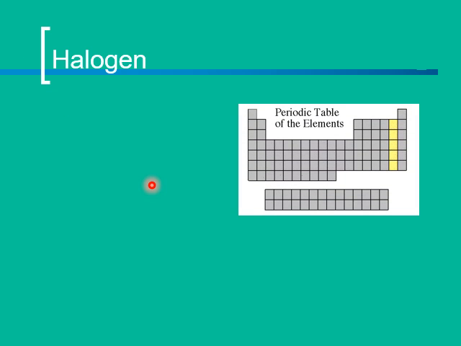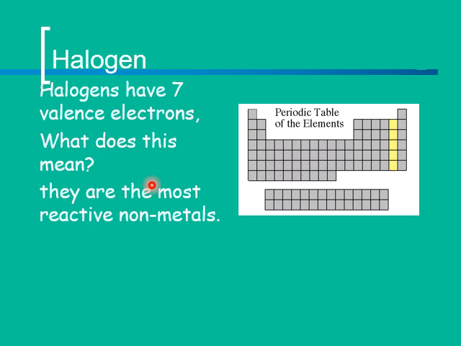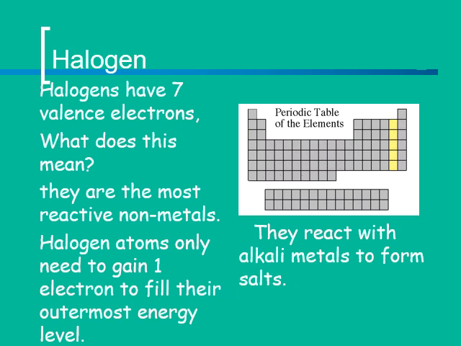So now the halogens, the guys in group 7, all right, meaning they have how many valence electrons? 7 valence electrons. What does this mean? They're the most reactive nonmetals, okay? Halogen atoms only need to gain 1 electron to fill their outermost energy level shell. Because they only need to gain one more, they're going to be the most reactive nonmetals, okay?